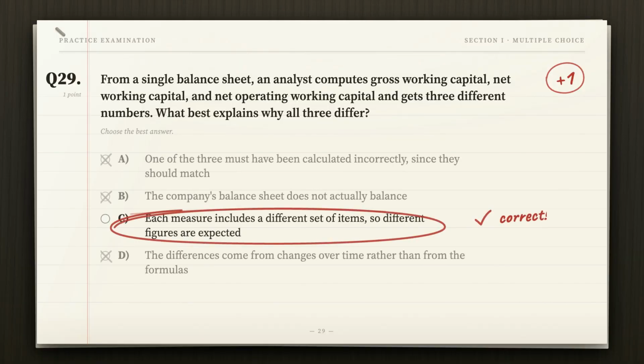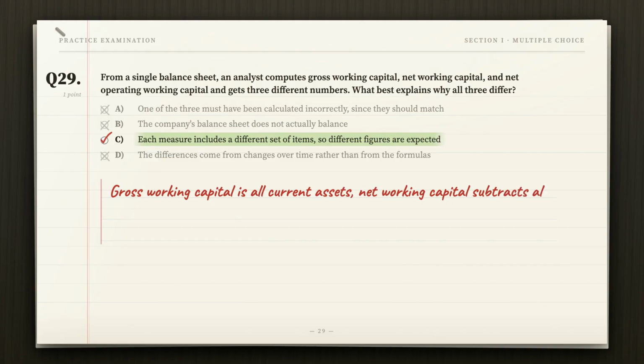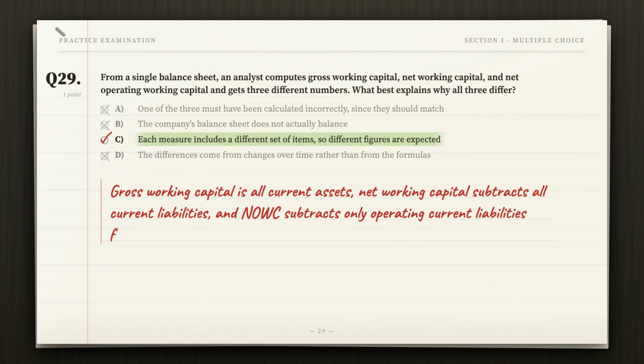The correct answer is C. Each measure includes a different set of items, so different figures are expected. C is correct because gross working capital is all current assets. Net working capital subtracts all current liabilities, and NOWC subtracts only operating current liabilities from operating current assets. Because each formula includes a different set of items, 3 different results from the same balance sheet are normal.